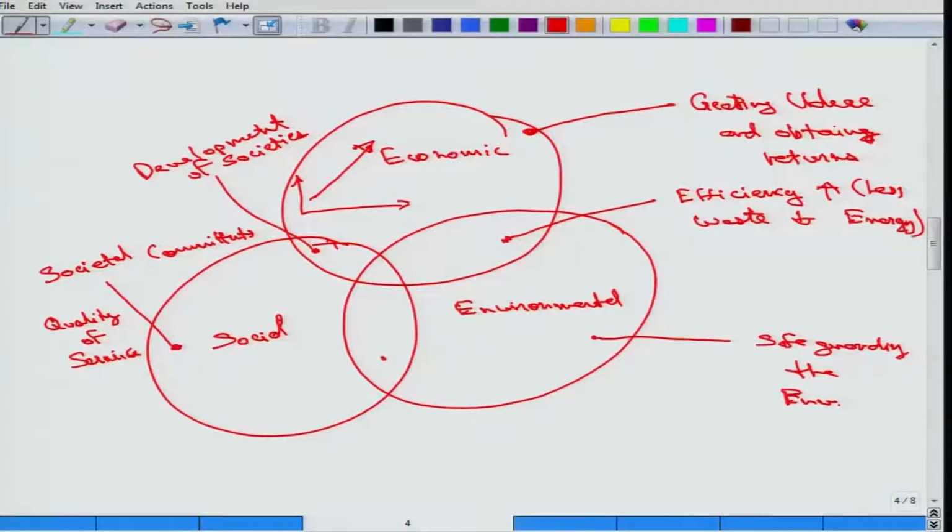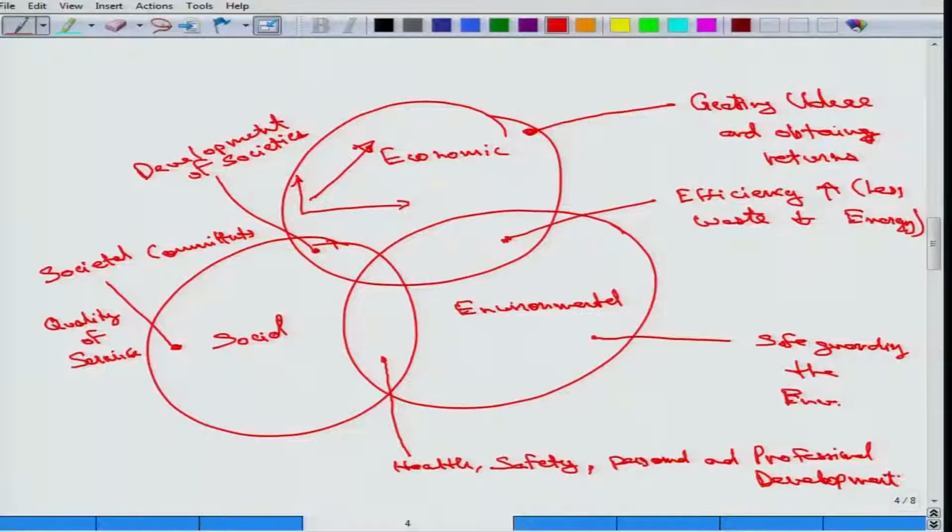And when social and environmental aspects come together, they are more committed towards health, safety, and maybe personal and professional development. So, this is one of the frameworks that is known as triple bottom line.